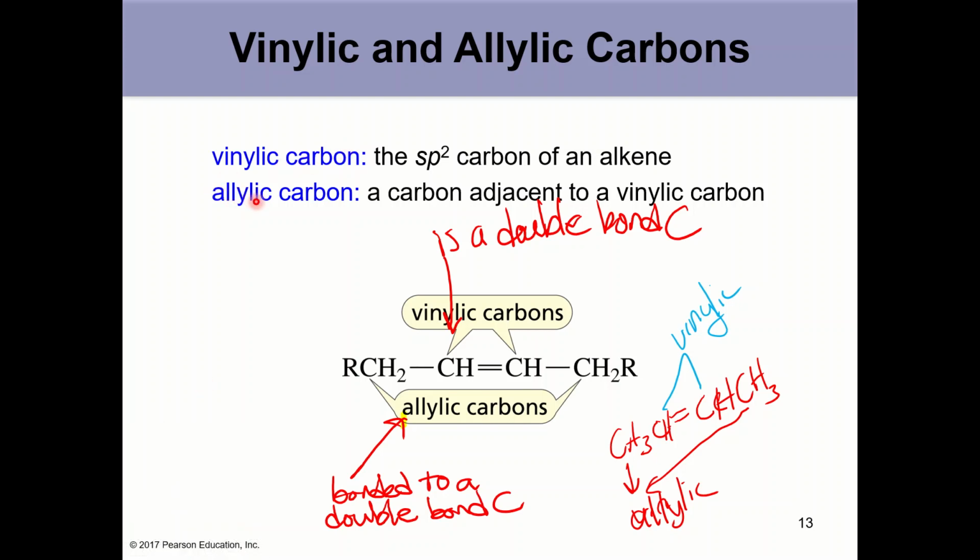A second definition that you must know is the allylic carbon. The allylic carbon is the carbon adjacent to a vinylic carbon. It is usually, but not always, an sp3 carbon. It is simply the carbon bonded to the sp2 vinylic carbon. It is not in a pi bond itself, although it could be if you had a diene. So allylic simply means next to a vinylic carbon.